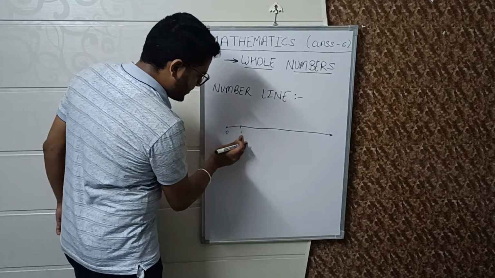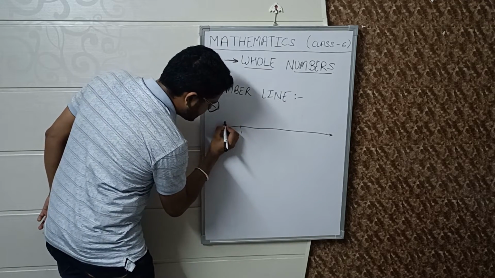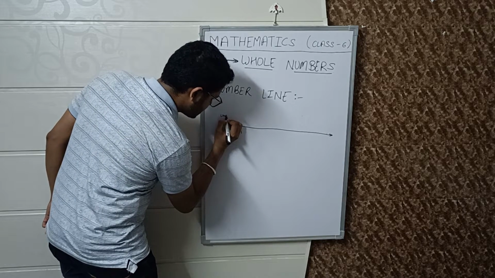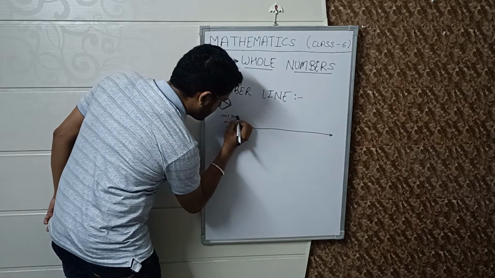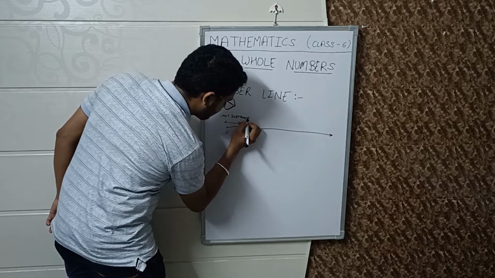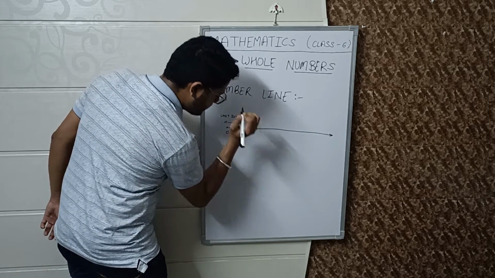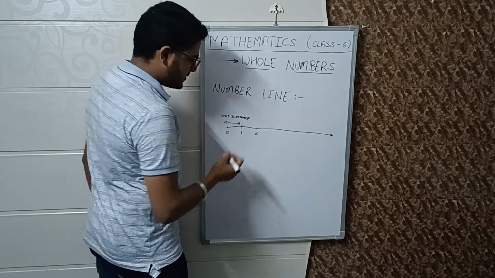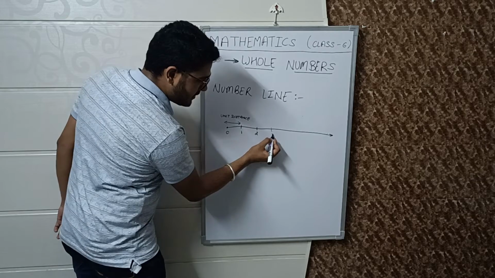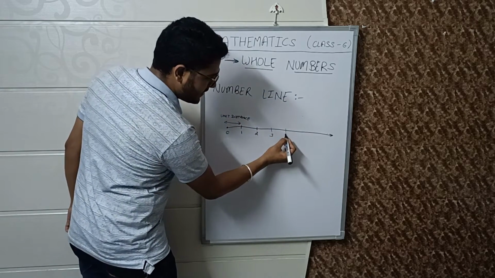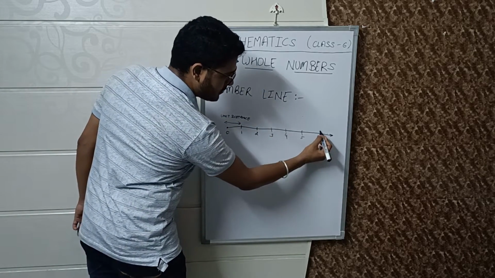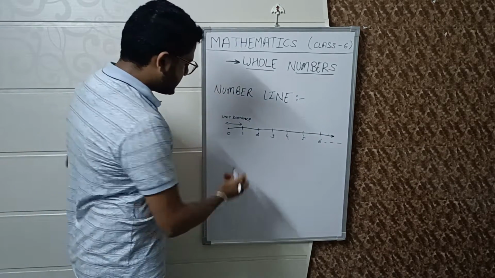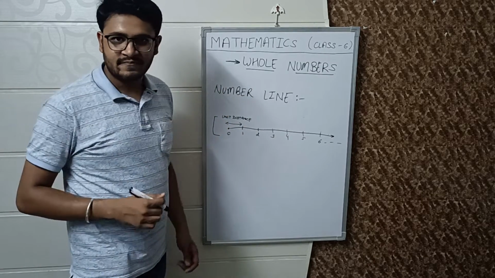When we mark this point 1, what do we call this distance? Unit distance. And similarly, mark a point again after the unit distance, give it number 2. Similarly, mark another point, give it number 3, and so on. 4, 5, 6, up to infinite. This is nothing but a number line.